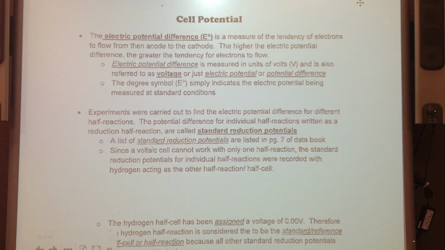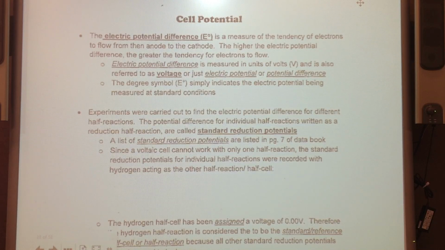So electric potential difference is the measure of the electrons flowing from anode to cathode. The higher the potential, the greater the electrons will flow, which means that we're going to have a greater reaction, like the transfer of the anode breaking down to the cathode building up. It will happen more readily.